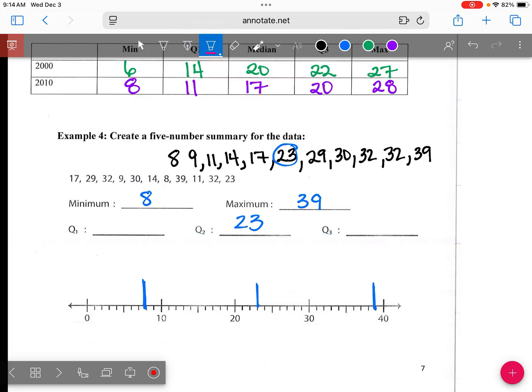So looking at these numbers, only the numbers that you see highlighted in pink, what would be the median of those 5 numbers? 11. So 11, that's my Q1. Let me go ahead and draw me a line at 11. And then when I go to the other side, because this is the lower half and this is the upper half.